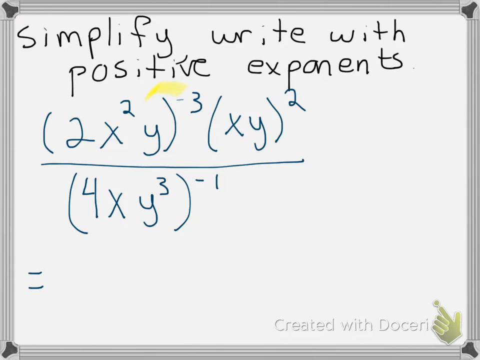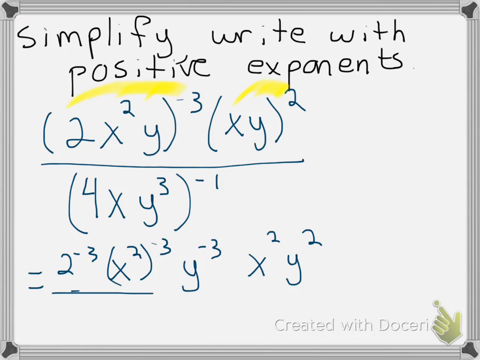Now this negative exponent, this -3, could certainly go to everything that's inside this parenthesis. So I'm going to go ahead and do 2 to the -3. Now this x squared to the -3 I can deal with that exponent here in a minute. And then y to the -3. Same idea with this exponent of 2. It can go to everything inside its parenthesis. So I'll have x squared, y squared.